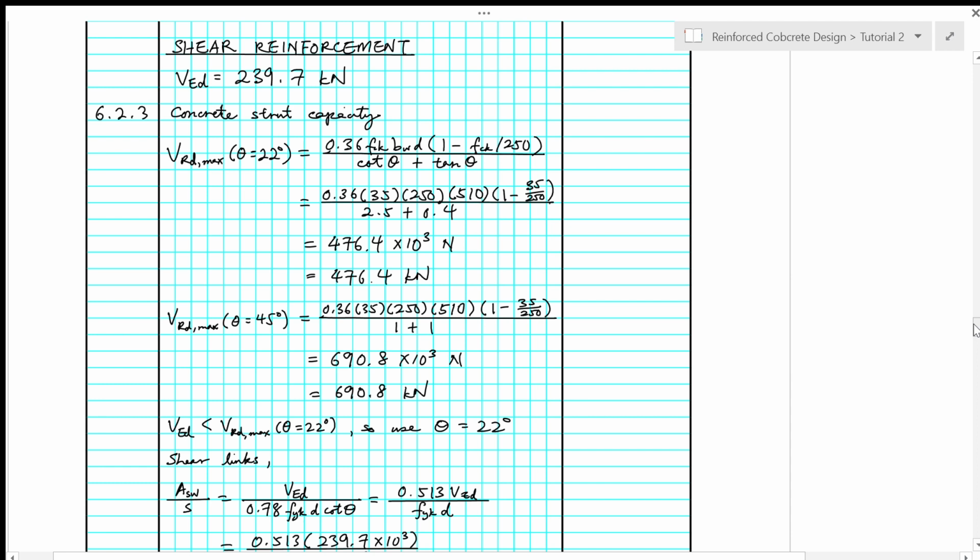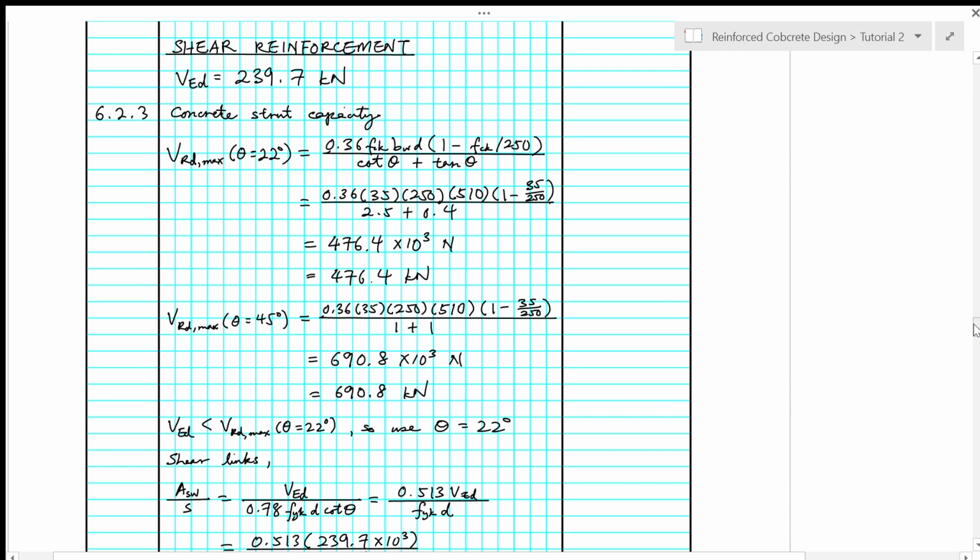So shear reinforcement design is in accordance with 6.2.3 of Eurocode 2. So first we calculate the concrete strut capacity at angle theta of 22 degrees and at angle of 45 degrees as well. So for angle theta of 22 degrees, we get VRd,max of 476.4 kilonewton. And for theta equals 45 degrees, we get VRd,max of 690.8 kilonewton.